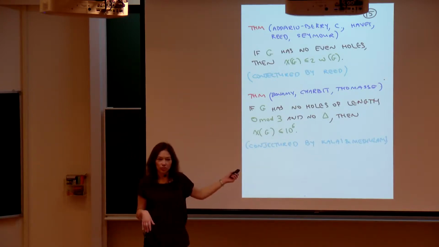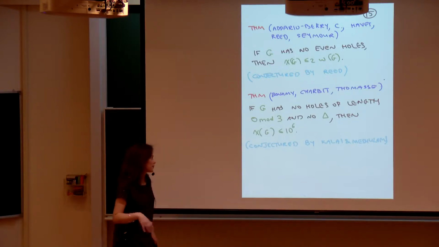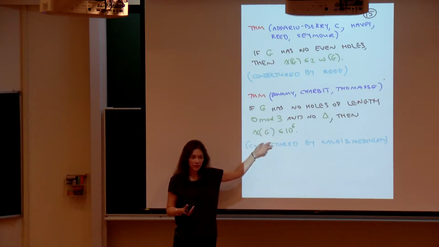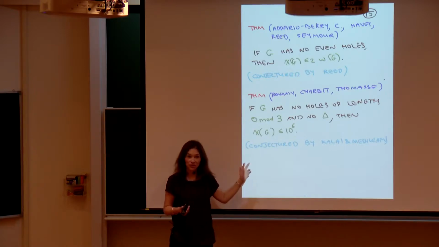And this is not a structural proof. I'll show you a proof later in the talk, and this proof is sort of in that split. And by the way, I wrote here 10 to the 6. What they prove is some big constant. I don't know exactly how big. But the conjecture is 4.